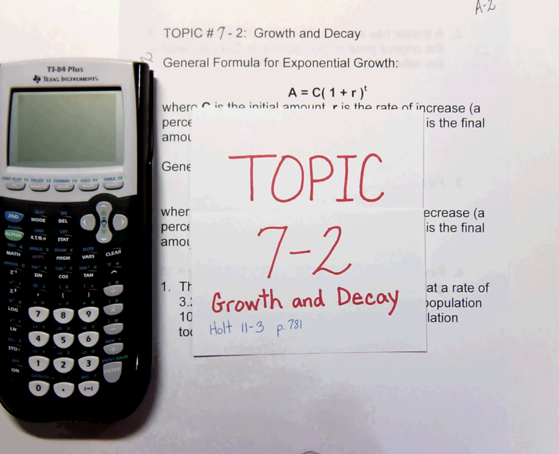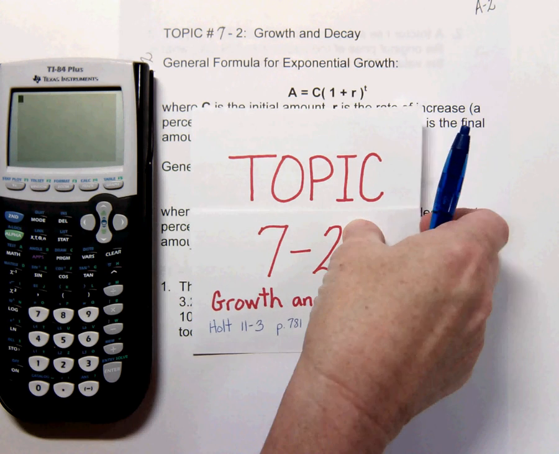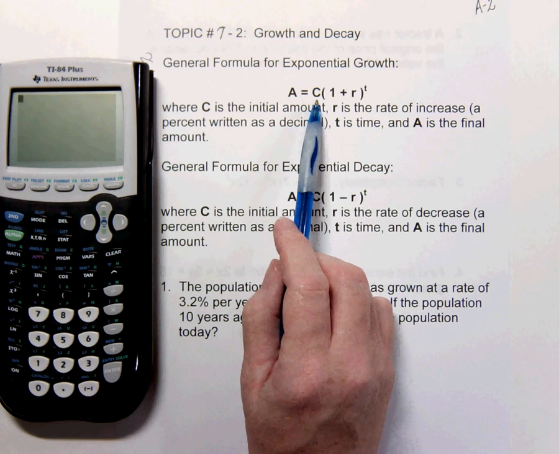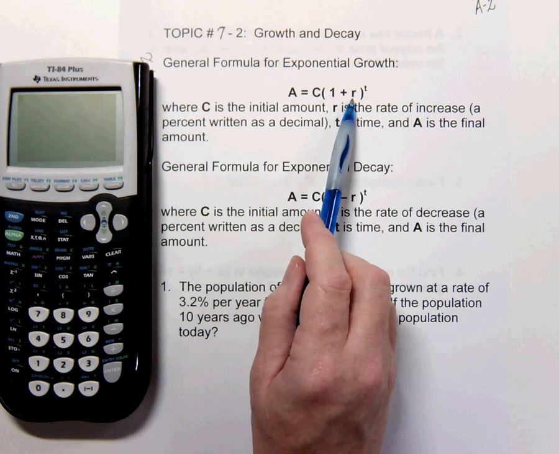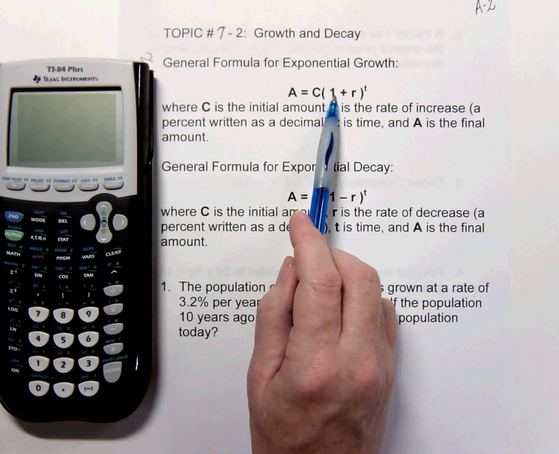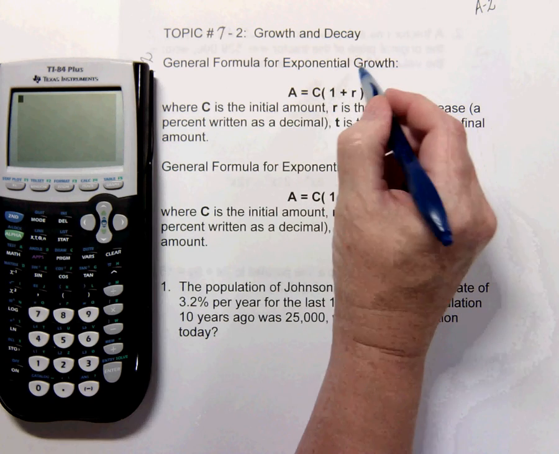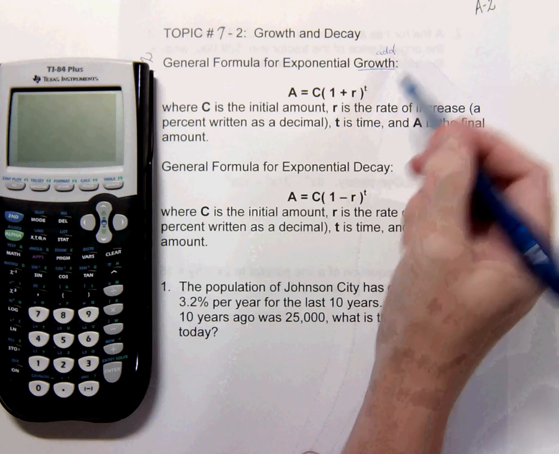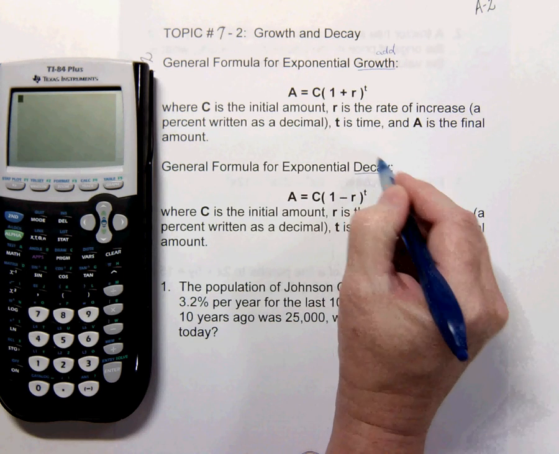Okay, we're going to look at some practical applications of using this formula for exponential growth and the formula for exponential decay. So if you're looking at A equals C, being your initial amount, you're going to take the R rate and add 1 for growth. So just think of growth as adding something to it, whereas decay would be subtracting.